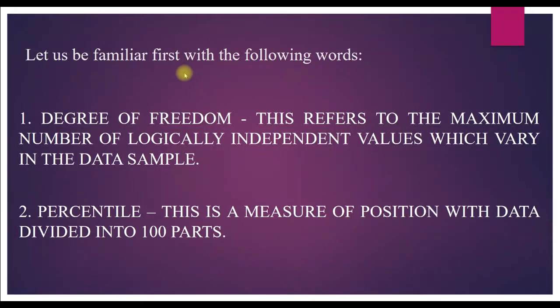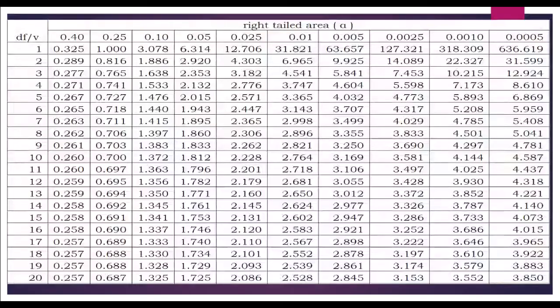Let us be familiar first with the following words. Number 1 is the degree of freedom. This refers to the maximum number of logically independent values which vary in the data sample. Percentile. This is a measure of position with data divided into 100 parts.